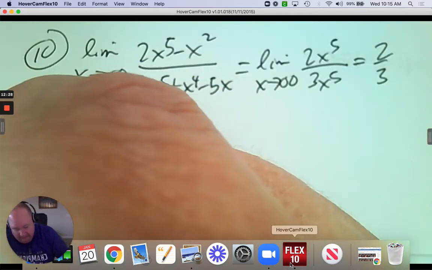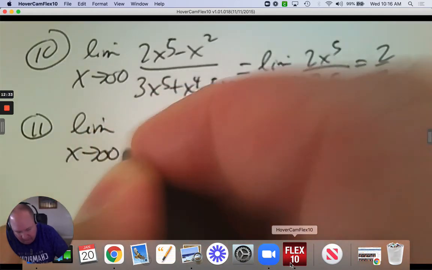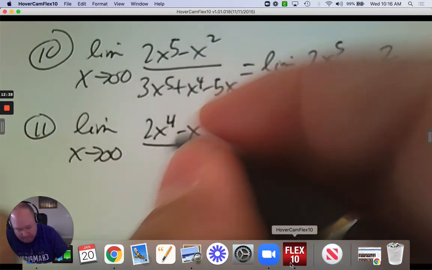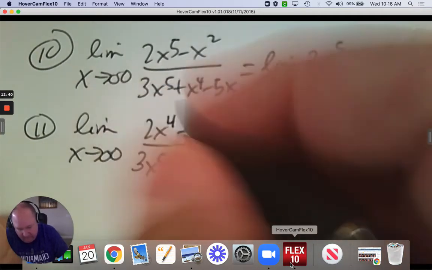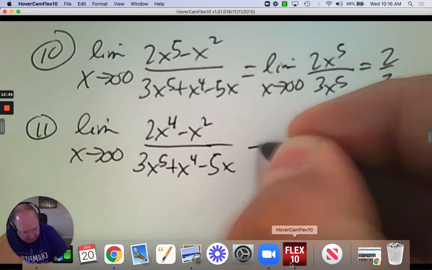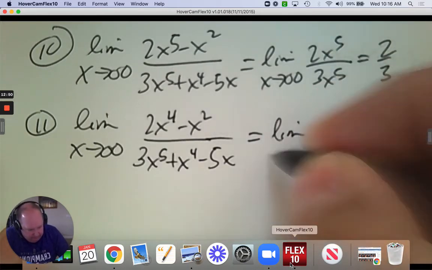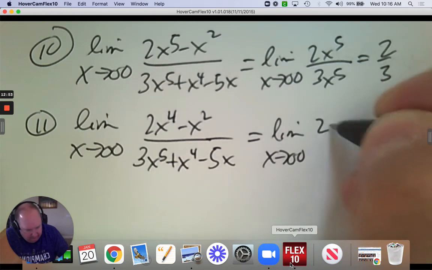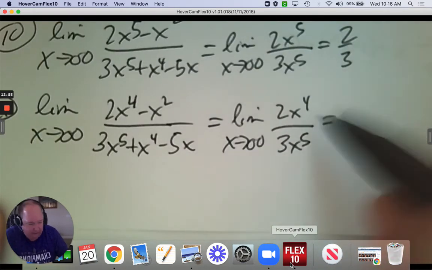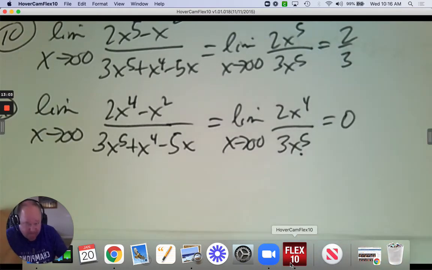For number 11, again, it's going to be power term over power term. The question is the limit as x approaches infinity of 2x to the 4th minus x squared over 3x to the 5th plus x to the 4th minus 5x. So the power term on top and the power term on the bottom, that's all I'm going to look at. Notice the bottom is more powerful. Whenever the bottom is more powerful, it's approaching 0.